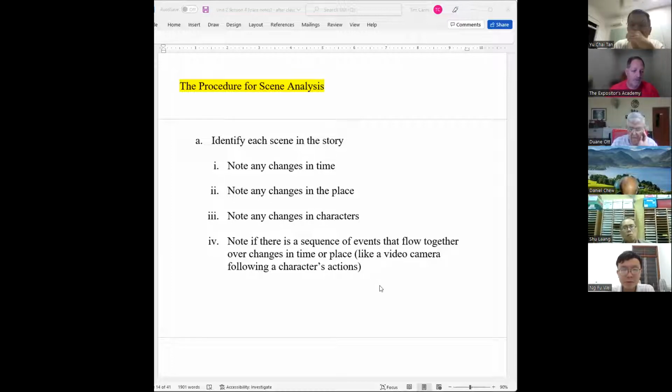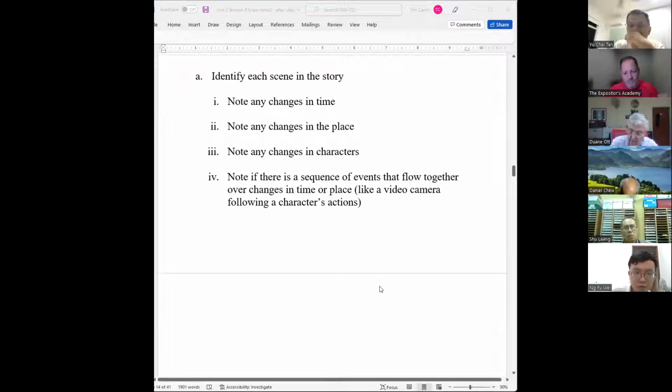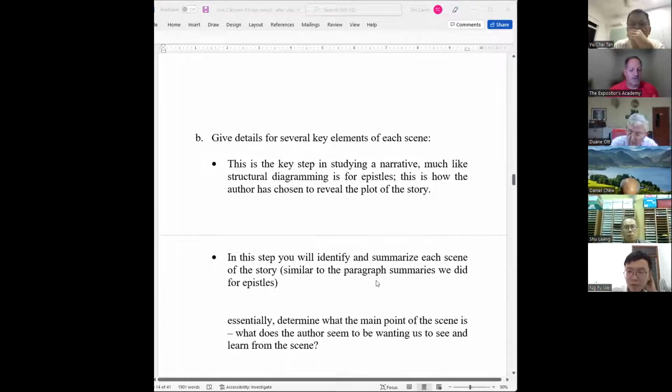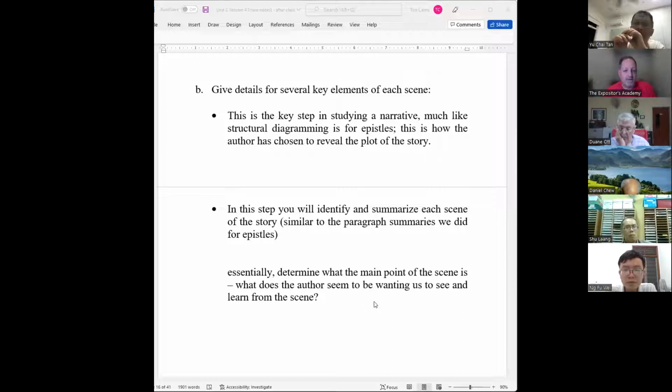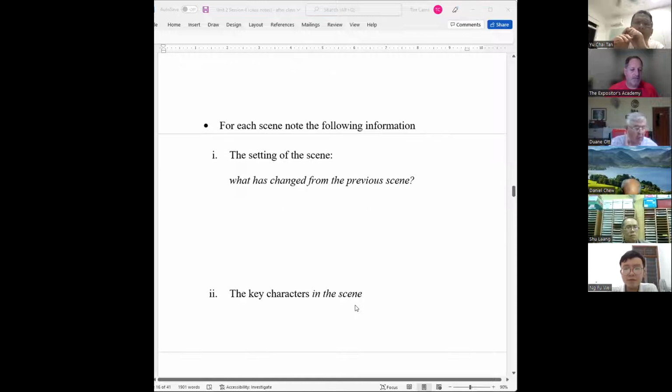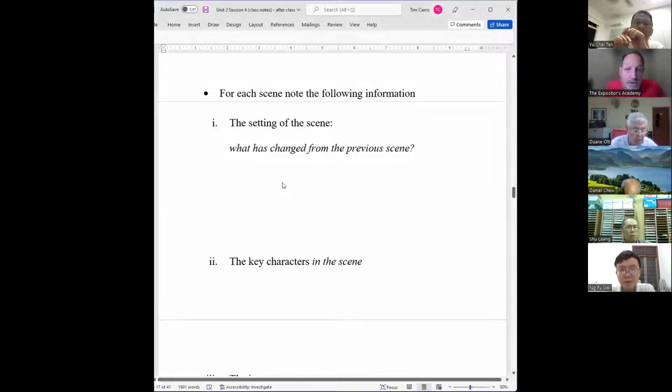So those are the things we want to look for. Once we've identified each scene, and this is what we're going to do together, there's a specific step where we want to examine the details within that scene. There's a few things we want to look for as we examine that scene, and we're going to do this in our example from Genesis 22.